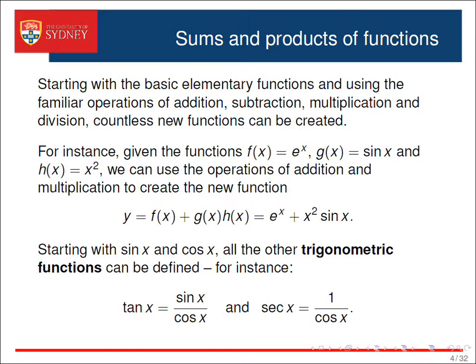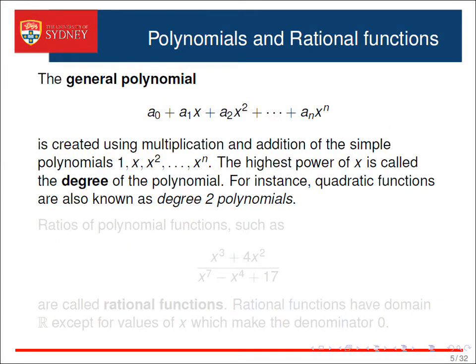Moreover, applying the operation of division on the basic trigonometric functions sin x and cosine x, all the other trigonometric functions can be defined. Applying the operations of addition and multiplication on the set of simple polynomials 1, x, x squared, x cubed, and so on, we can create what is called the general polynomial. The highest power of x is called the degree of the polynomial. In this context, linear functions are degree 1 polynomials, and quadratic functions are degree 2 polynomials.